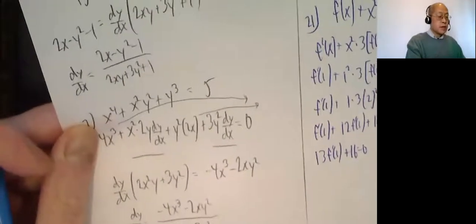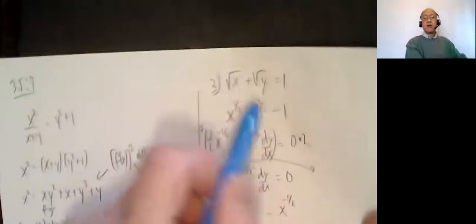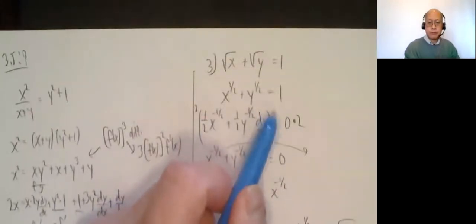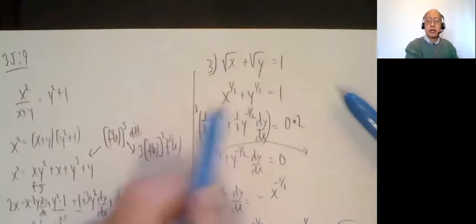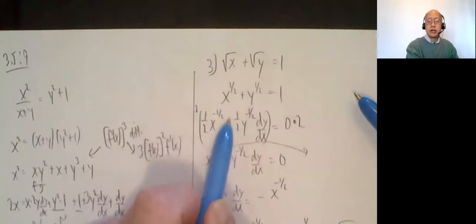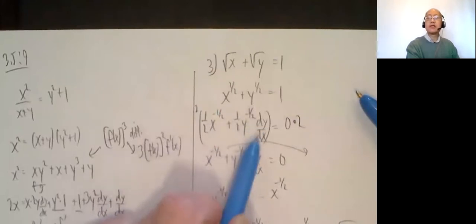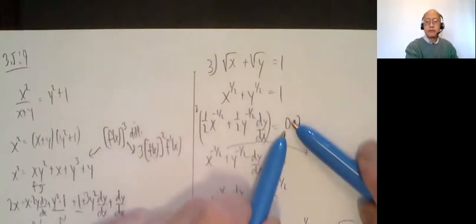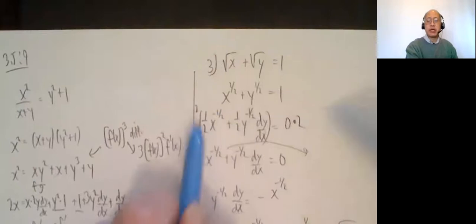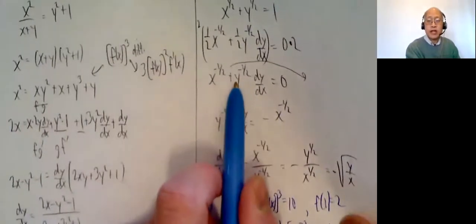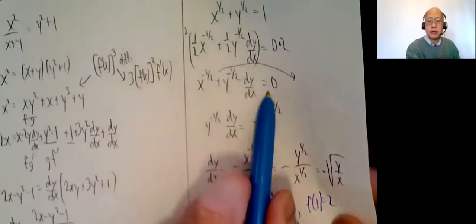Okay, number three, radical x plus radical y equals one. Write it as x to the 1/2 plus y to the 1/2 equals one. Okay, differentiate both sides. Derivative of this is 1/2 x to the negative 1/2. Derivative of this is 1/2 y to the negative 1/2 times dy/dx because there's y involved. And the derivative of one is zero. To make it look nicer, multiply both sides by two to get rid of the fraction. So x to the negative 1/2 plus y to the negative 1/2 dy/dx equals zero.